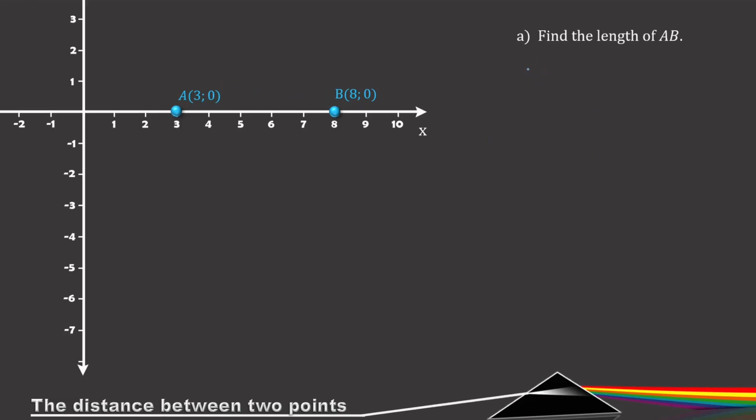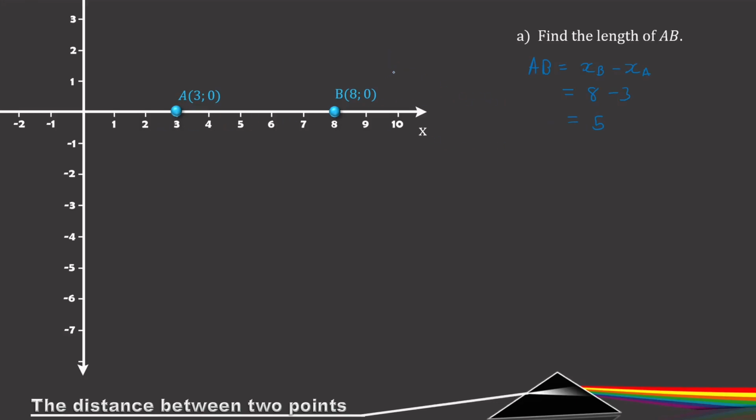So I'm going to say that AB is equal to the x value of B, because B is the bigger one, minus the x value of A. And then we're going to say 8 minus 3, and then we have 5. All right, so this is then when we're on the x-axis.